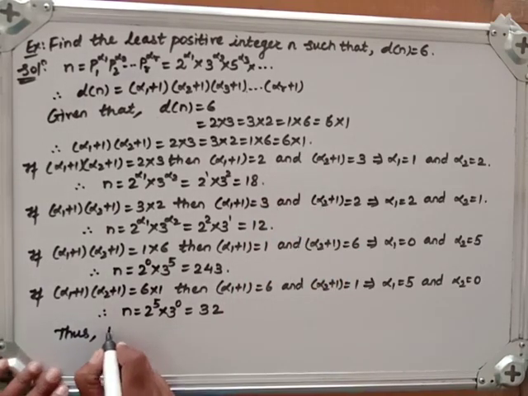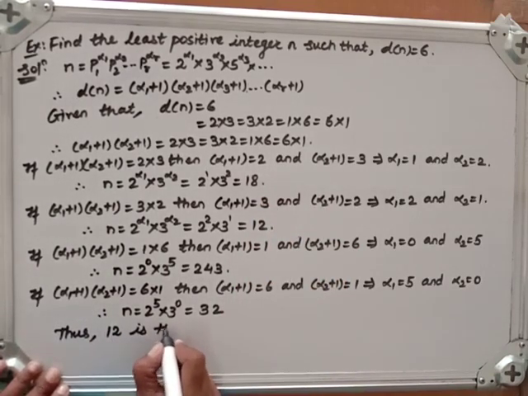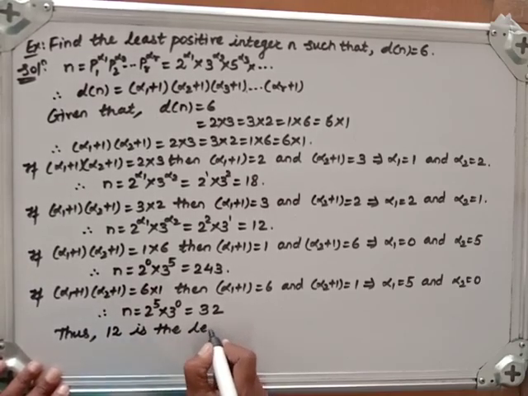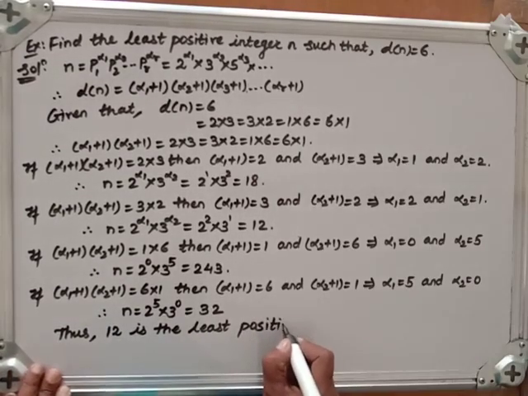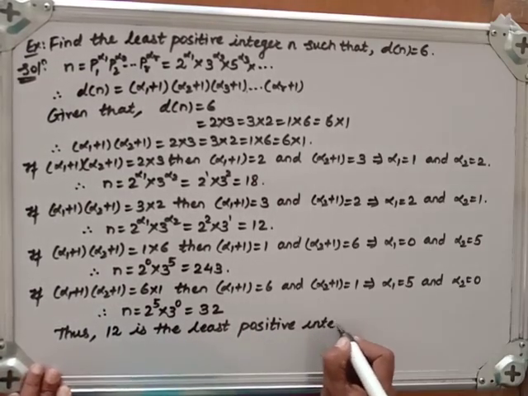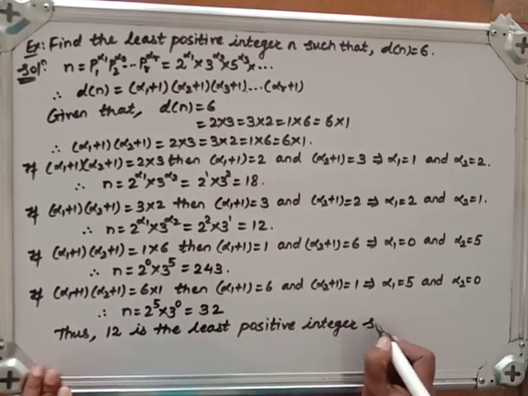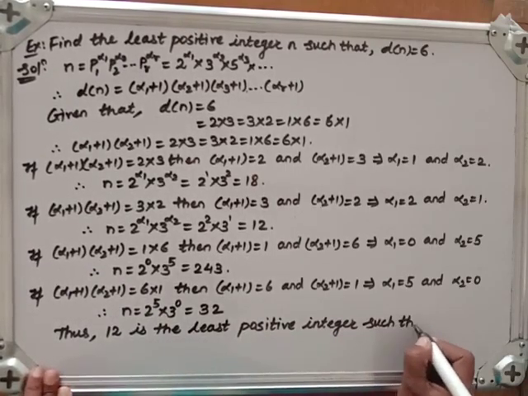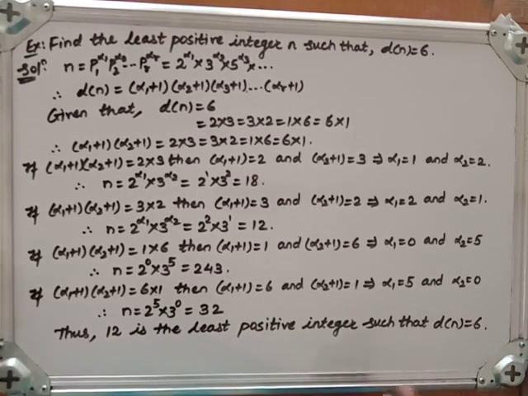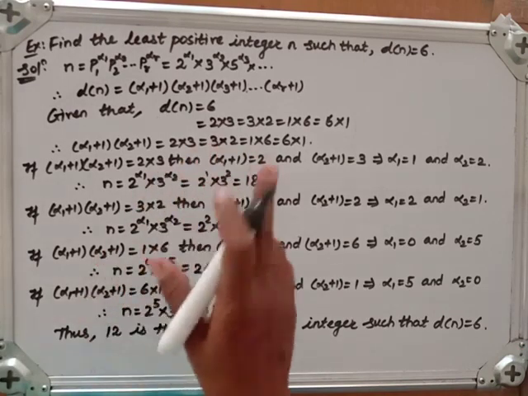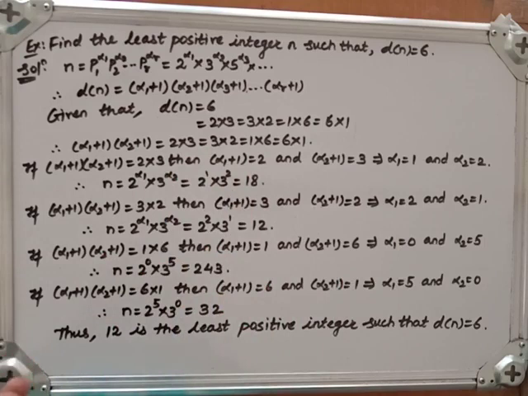So thus we can say 12 is the least positive integer such that d of n is equal to 6. This is the answer here. As such, we can easily determine this least positive integer n for satisfying our given condition. So this is all about the arithmetic function.